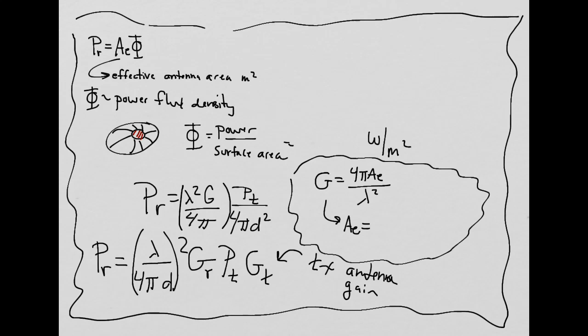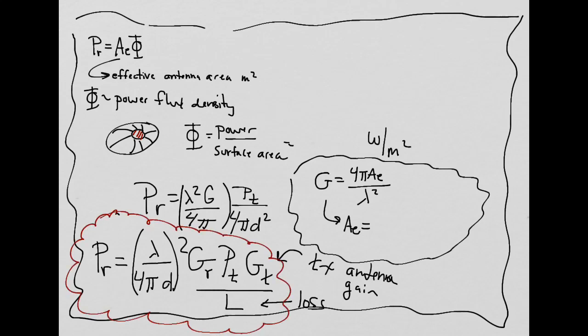And finally, if there's any sort of loss, L, we can put that in the denominator. And so there we go. We now have an equation for free space path loss, which says receive power PR equals lambda over 4 pi d quantity squared, times GR, which is the receive antenna gain, times PT, times GT, which is the transmit antenna gain, divided by L. And we're done.